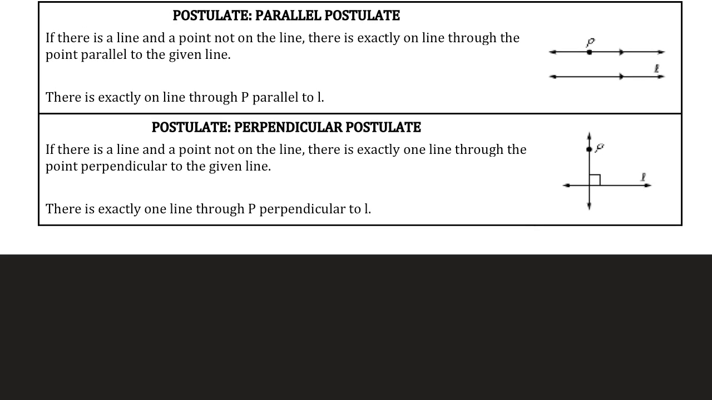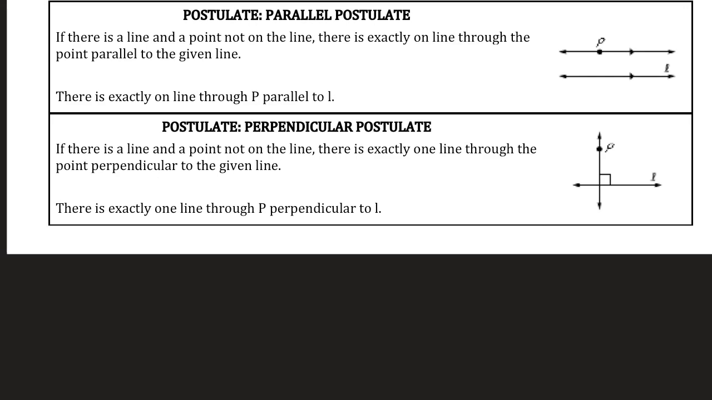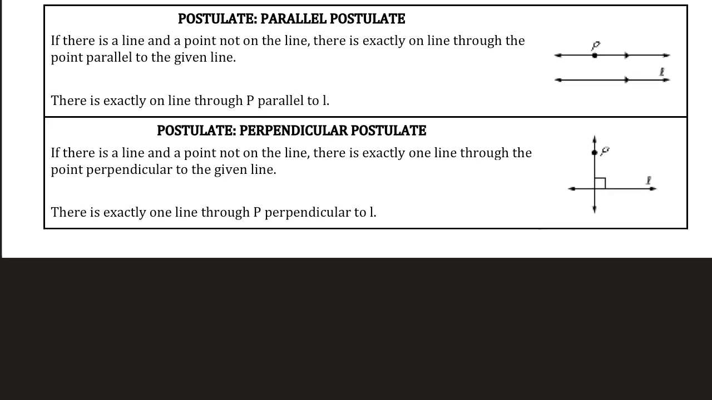Now memorizing the names of these postulates is not what I care about. What I care about is that you remember the definition of them and how to apply it. So the parallel postulate says, if there is a line L, and there's a point not on that line L, there's only one line through that point that is also parallel. So for every line and a point not on that line, we can only draw one parallel line through that point. There's only one, okay? There's no other lines that are parallel and go through that point.